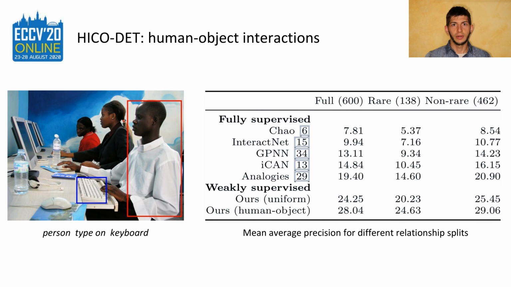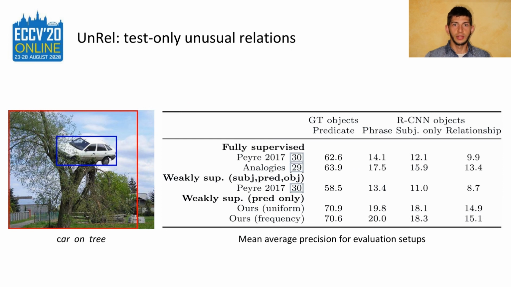Another dataset included in our experiments is HICO-DET for human-object interactions. The proposed method achieves mean average precision scores that are comparable to fully supervised methods. Detection results can be further improved if the input graph is restricted to having edges from human to object nodes only, which is equivalent to using a strong directionality prior. As a last experiment, we consider the UnRel dataset that is commonly used to evaluate detection of unusual relations. Good performance on UnRel suggests that training with predicate-only annotations improves generalization to rare or unseen triplets.